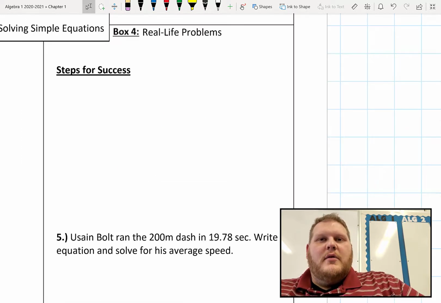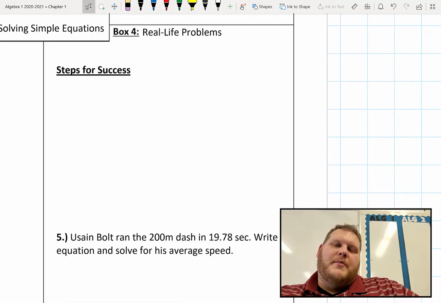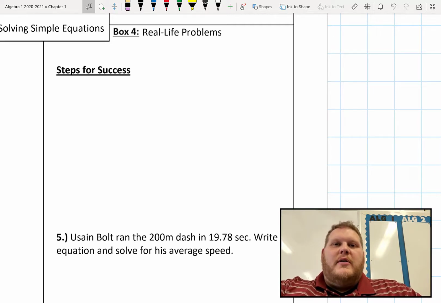Finally, box 4, we're focusing on real life problems, what you guys would probably call word problems. Now I want to go through a quick little set of strategies, a step-by-step guide on how you can be more successful in word problems, and then we'll do an example together.